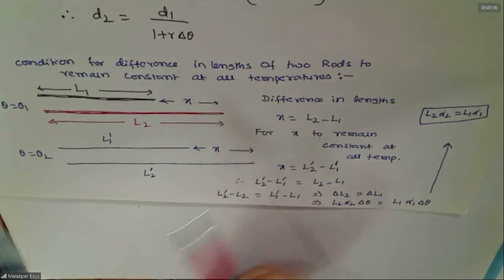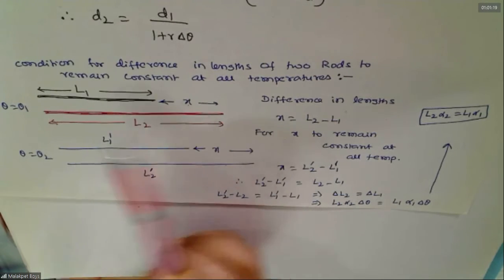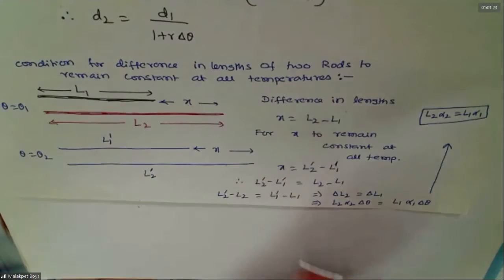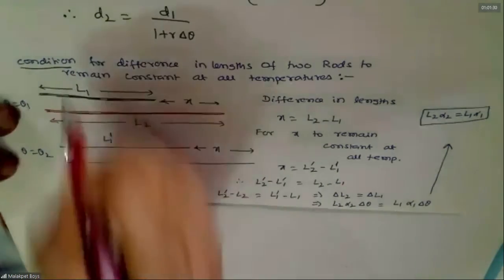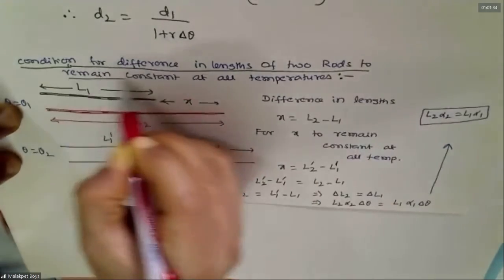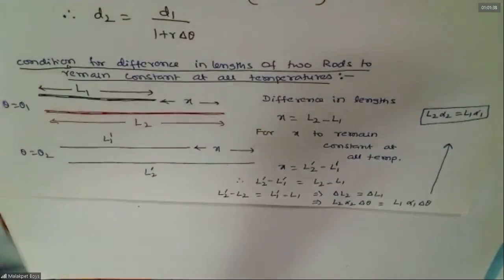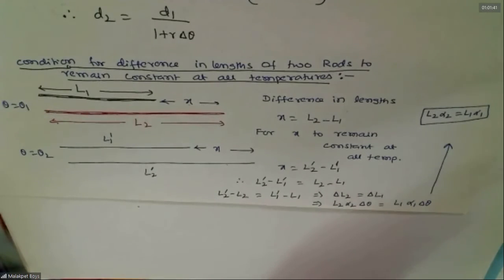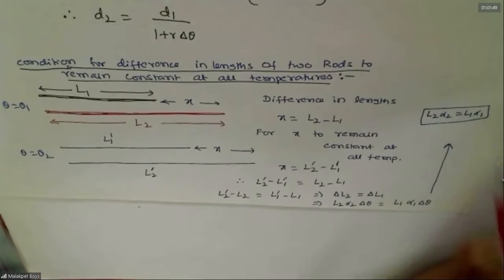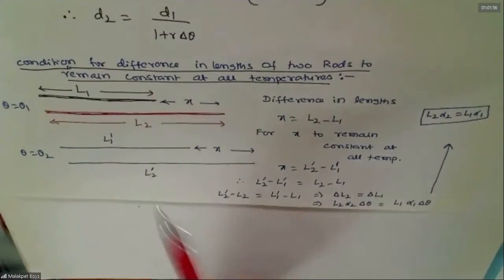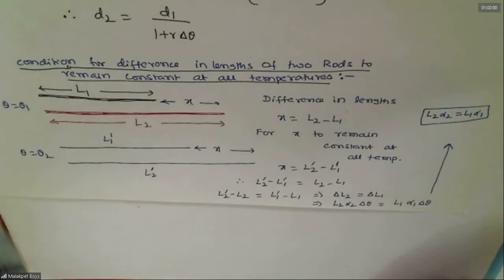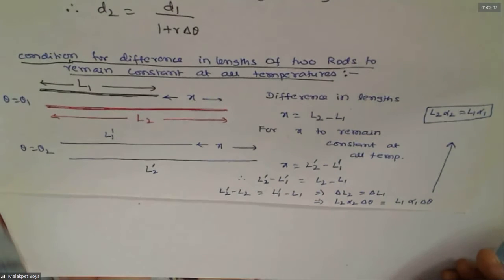Suppose we want the difference in length to be x. Difference means this length minus this length. Suppose x is to remain constant. That is the condition. If L1 alpha 1 equals L2 alpha 2, then even if you heat the rods by the same temperature difference, the difference will remain constant for any other temperature. Understood this?